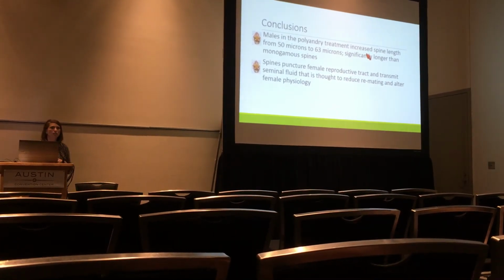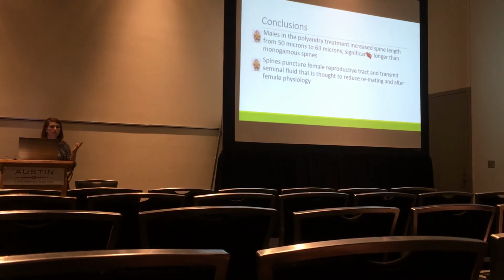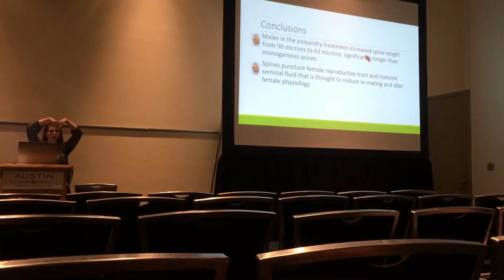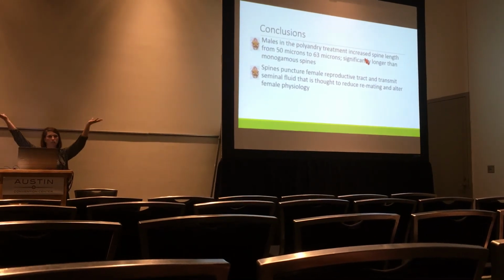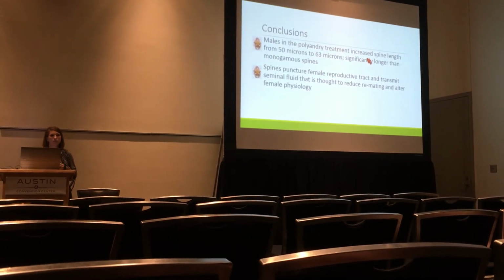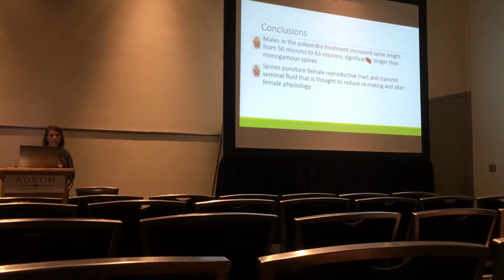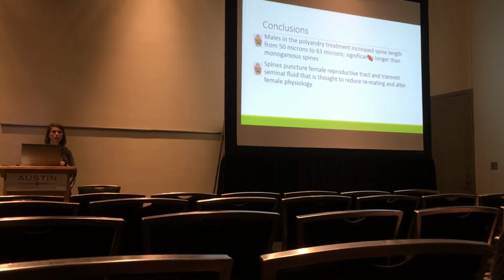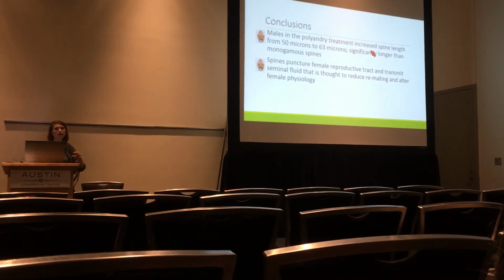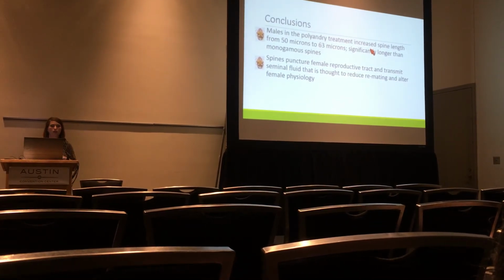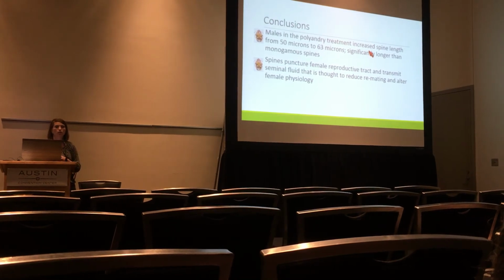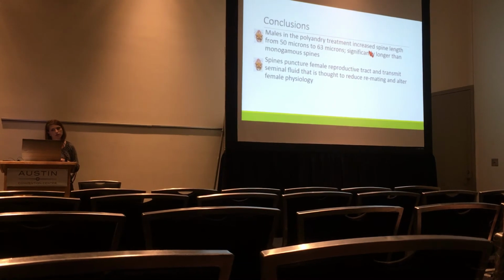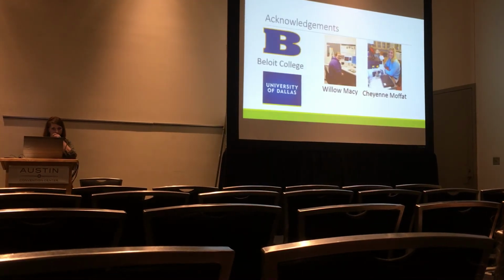So in this particular species, spines will puncture the female reproductive tract, and in fact, generally the reproductive tract is folded inward on itself, and when they mate, the spikes will come out and damage the female internally. There was actually a previous study that had shown that. And they transmit seminal fluid this way, so the sperm are not transmitted through the spikes, but the spikes actually do transmit seminal fluid into the hemolymph and are thought to reduce remating and alter female physiology.